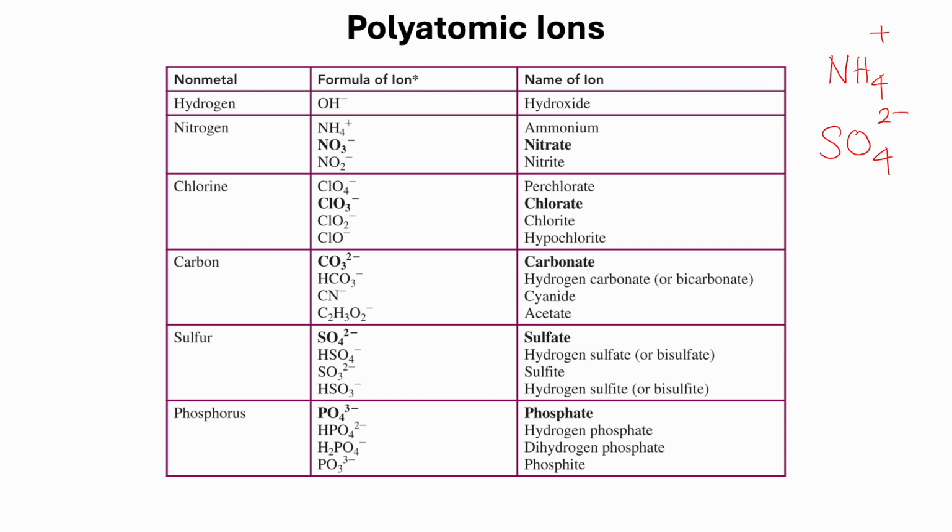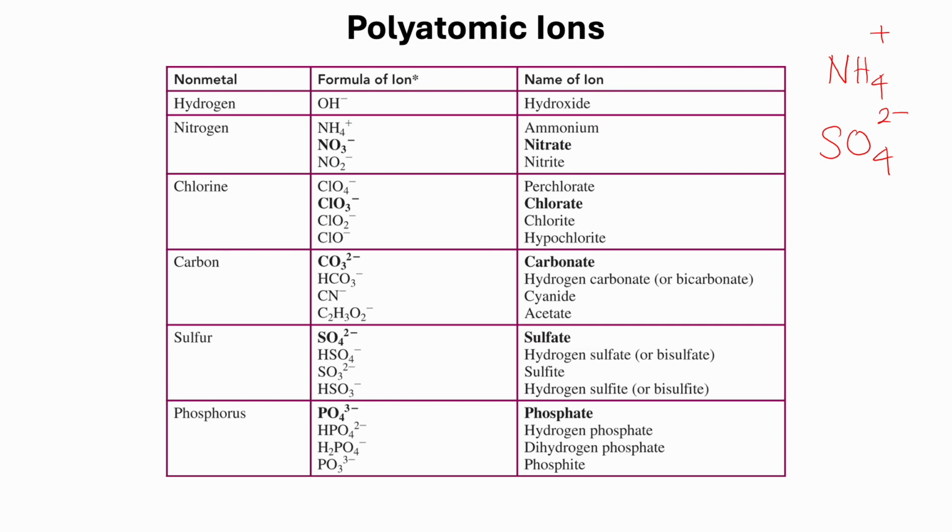Memorizing common polyatomic ions makes writing formulas much easier. You can see there is a table containing several polyatomic ions, and they are grouped with the non-metal, like nitrogen containing polyatomic ions, carbon containing polyatomic ions, sulfur containing polyatomic ions, like that. Many names end with ate or ite, depending on the oxygen content.